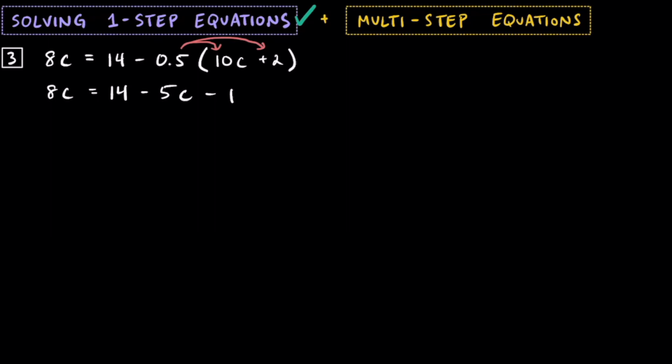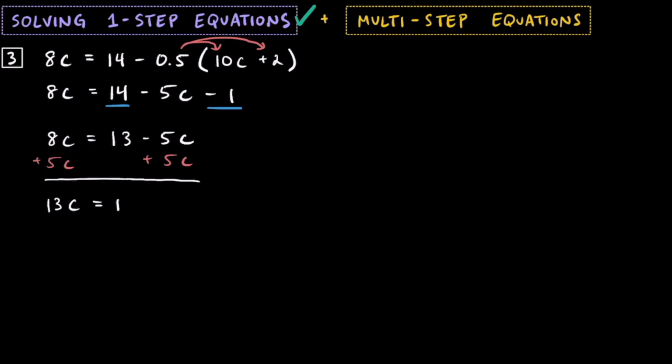Okay. Then we have this 14 minus 1, those constants. So we're going to have 8c is equal to 14 minus 1 is 13, 13 minus 5c. And then what can we do here? We want to combine our like terms, so we're going to add 5c to both sides of the equation to get all the c's on the same side. So 8c plus 5c, we can add those coefficients to get 13c. So 13c is equal to 13. And then we need to divide by 13, so we get a coefficient of 1. So we get c is equal to 1.